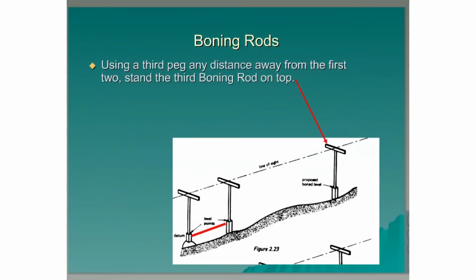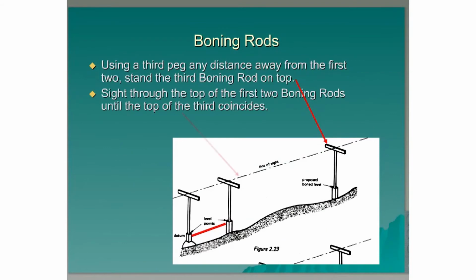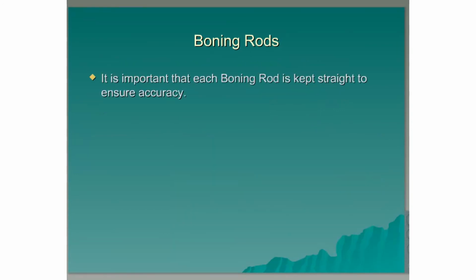Using a third peg any distance away from the first 2, stand the third boning rod on top of it. Sight through the top of the first 2 boning rods until the top of the third coincides. This ensures that the 3 pegs are perfectly level with each other. It is important that each boning rod is kept straight to ensure accuracy.